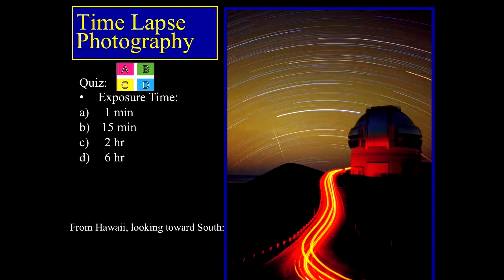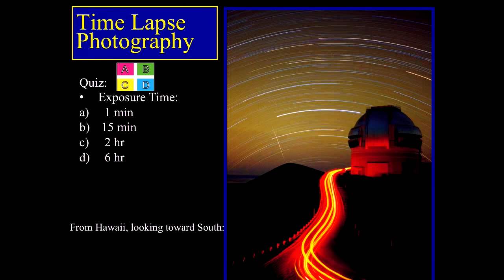All right, show me your answers. Well, I'll tell you what I see. I see some letter D's and some letter C's, and that's about it. C is 2 hours, and D is 6 hours.